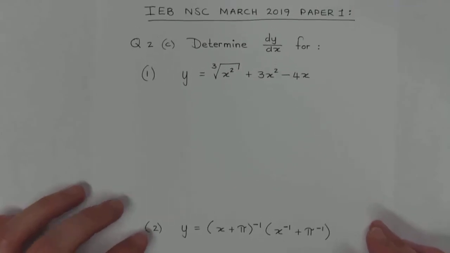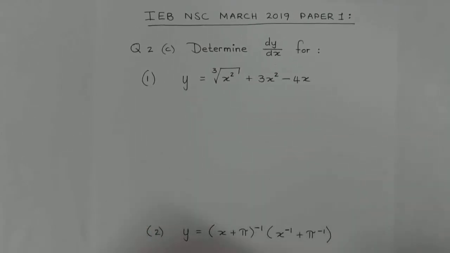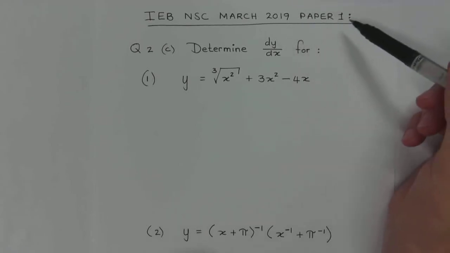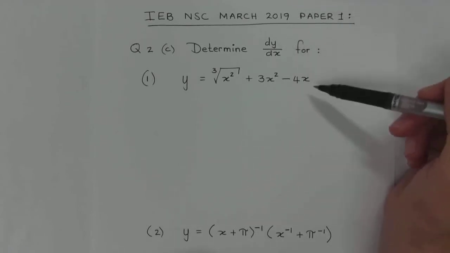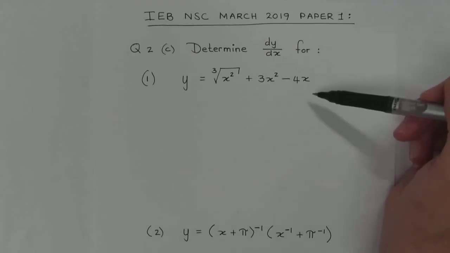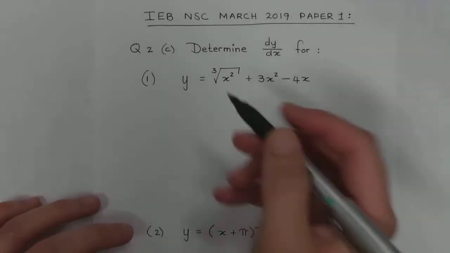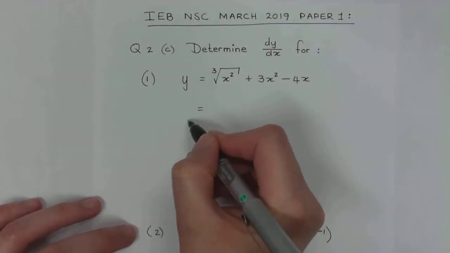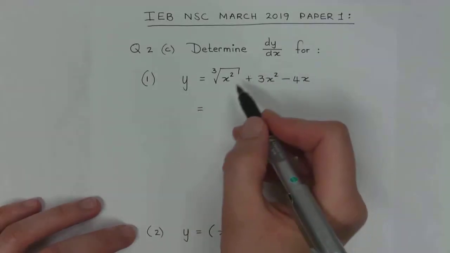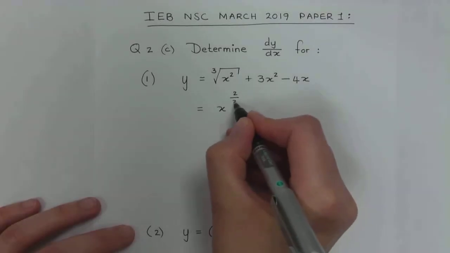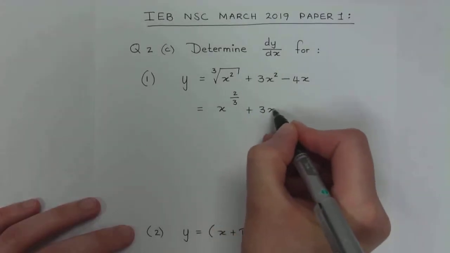Okay, next example is from the IEB March 2019 paper. So this was the 2019 supplementary paper 1. Now this is back to again something fairly straightforward and easy. We have encountered these ones before. So I'm going to go quite quickly through this one. Again, this is still y. I'm not going to write dy over dx there because I can't use the differentiation rules yet, not when I have that surd. So that's going to be x to the power of 2 over 3 plus 3x squared minus 4x.